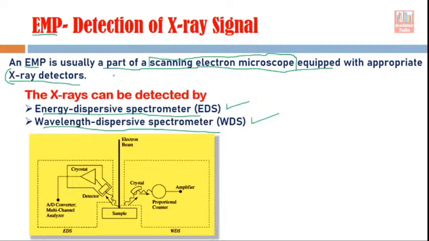You can see here the implementation, or the block diagram, is something like this. This is the incoming electron beam, and it is interacting in this portion with the sample. When this electron beam falls on the sample and interacts with it, X-rays are emitted. If we are implementing the EDS, energy dispersive spectrometer, it is shown on the left side, and the WDS, wavelength dispersive spectrometer, is shown on the right side.